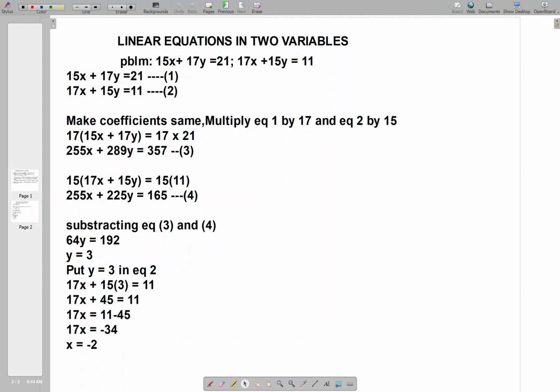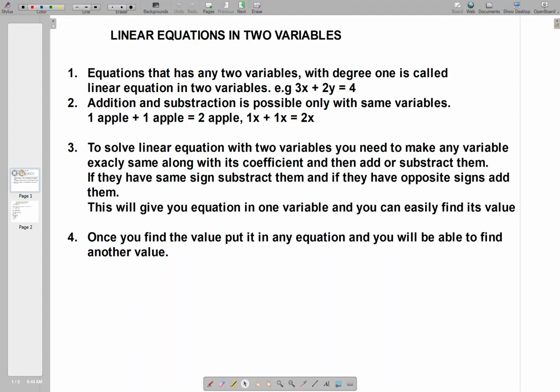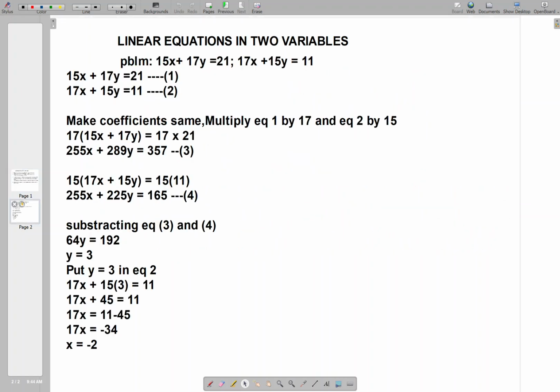So let's try solving this one today: 15x plus 17y equal to 21, and 17x plus 15y equal to 11. So our rule says we need to make the variable the same along with its coefficient. So it can be x or it can be y.